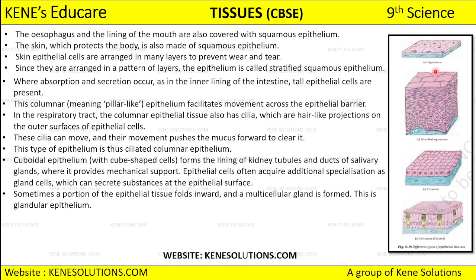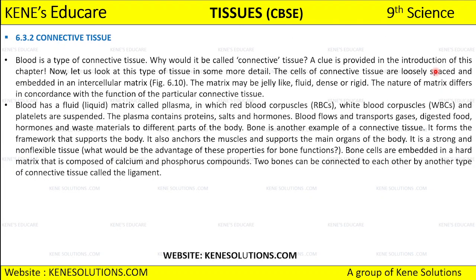Then we have this cuboidal epithelium. It's cuboidal, right? Because it is cube shaped, that is why it is called cuboidal epithelium. Now it is present in the kidney, like it forms the lining of the kidney tubule, as well as it is present in the duct of the salivary gland, and it is providing mechanical support there. And lastly we have these columnar cells.